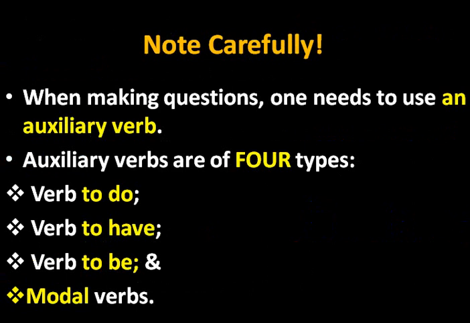When making questions, as I told you, we need to use what? Auxiliary verbs, or an auxiliary verb. We need only one verb. And auxiliary verbs in English are of 4 types. We have verb to do, verb to have, verb to be, and the modals as well. Modal verbs.